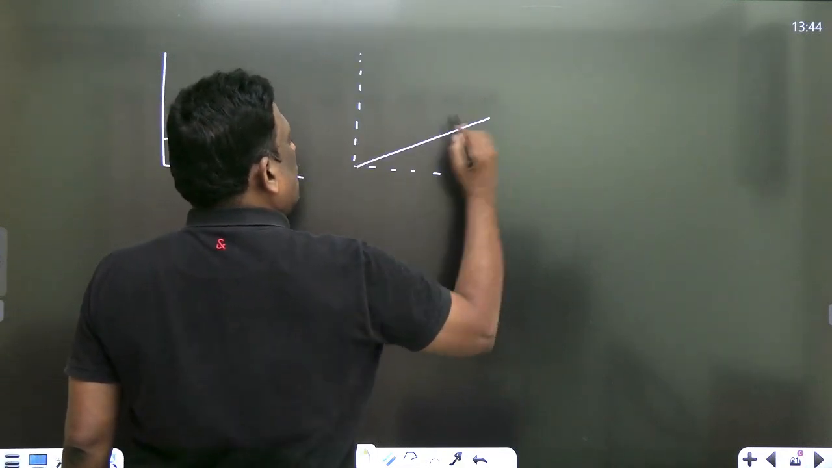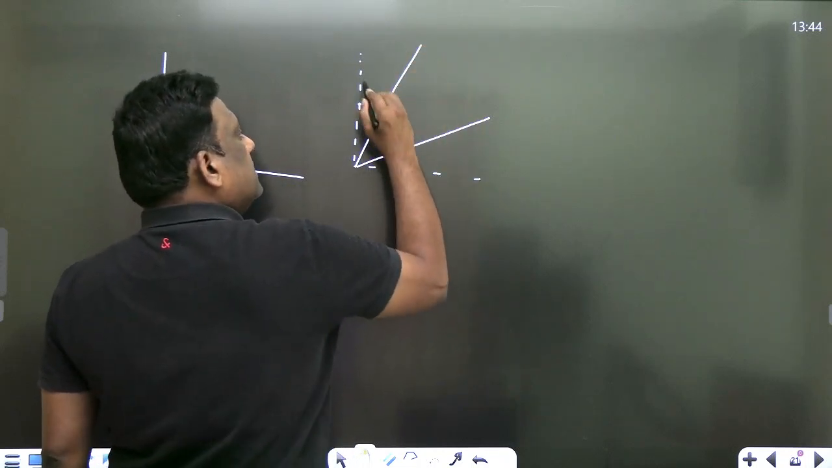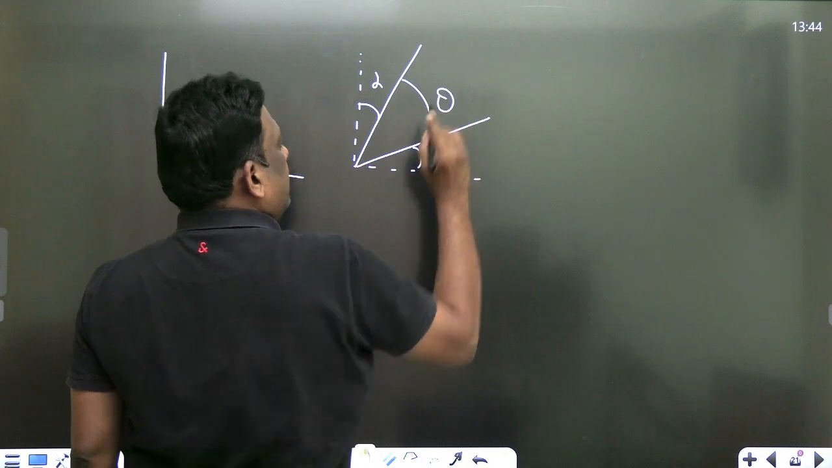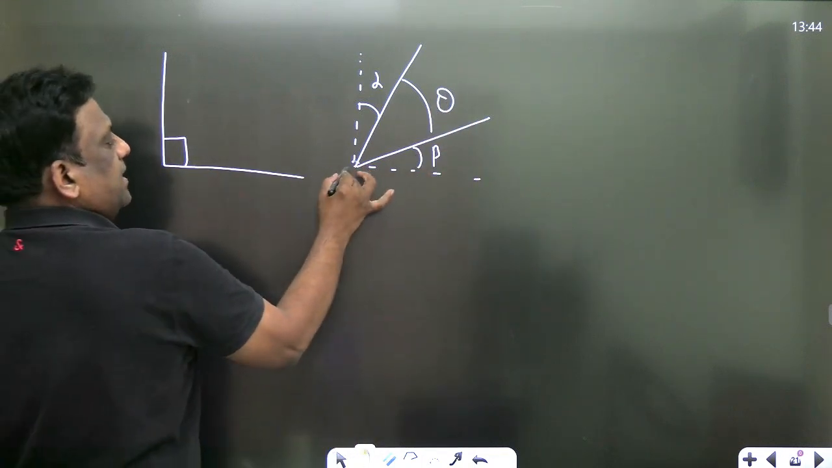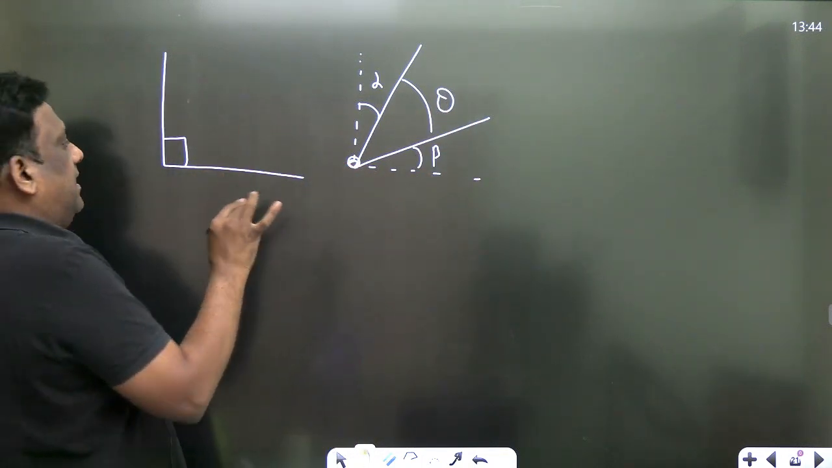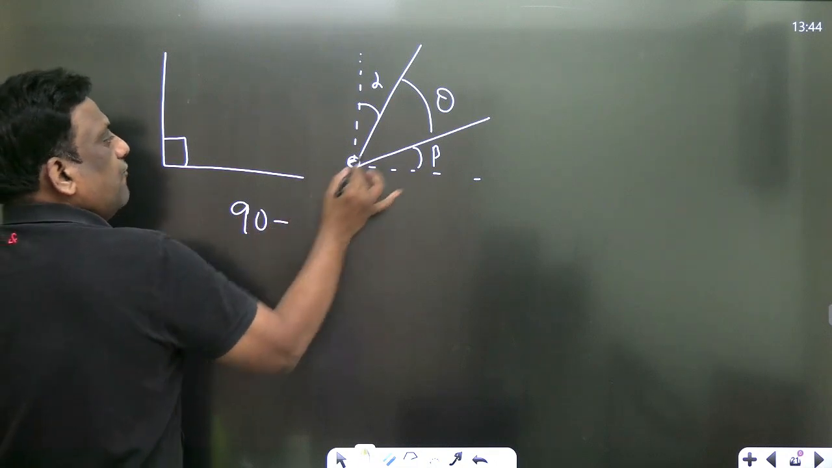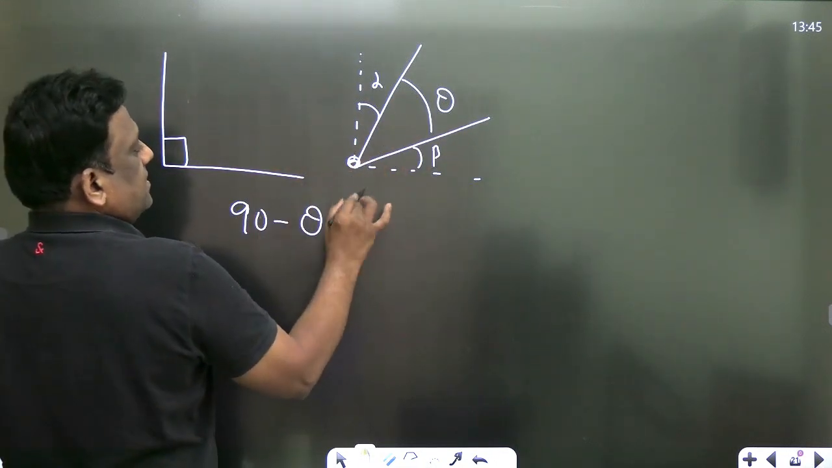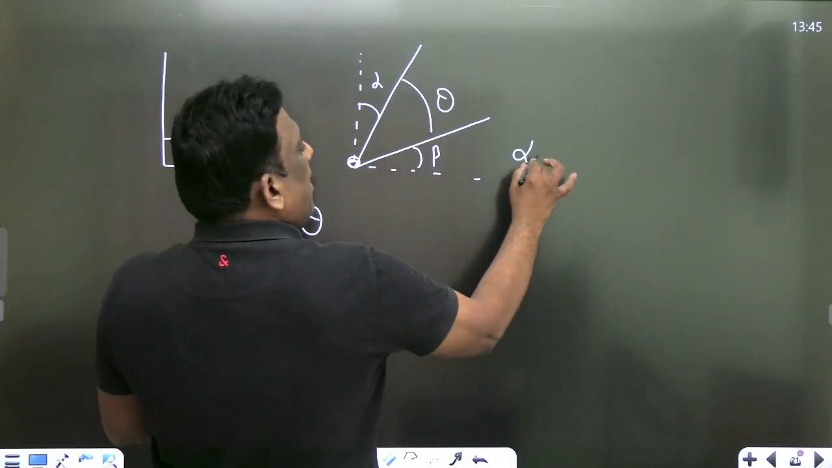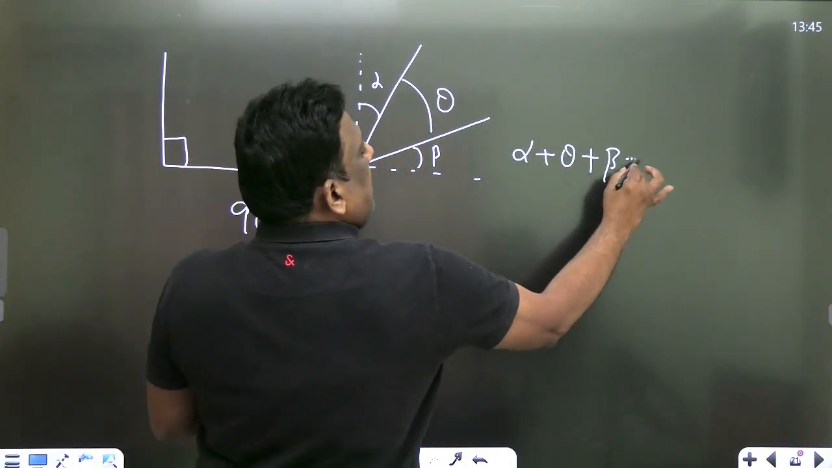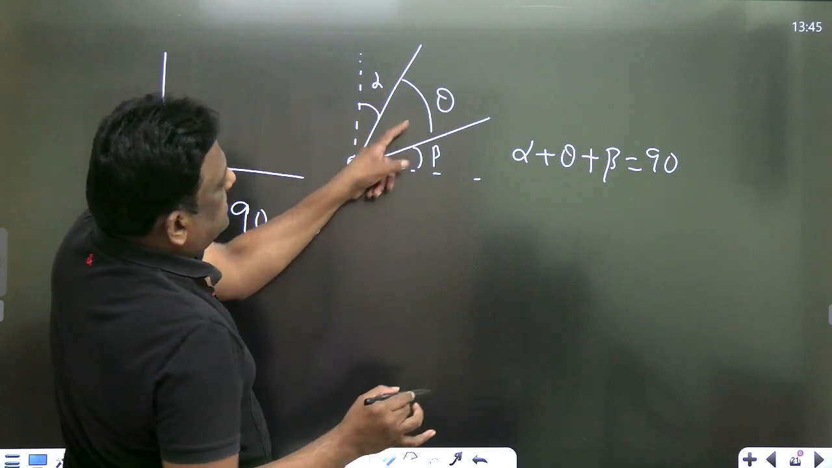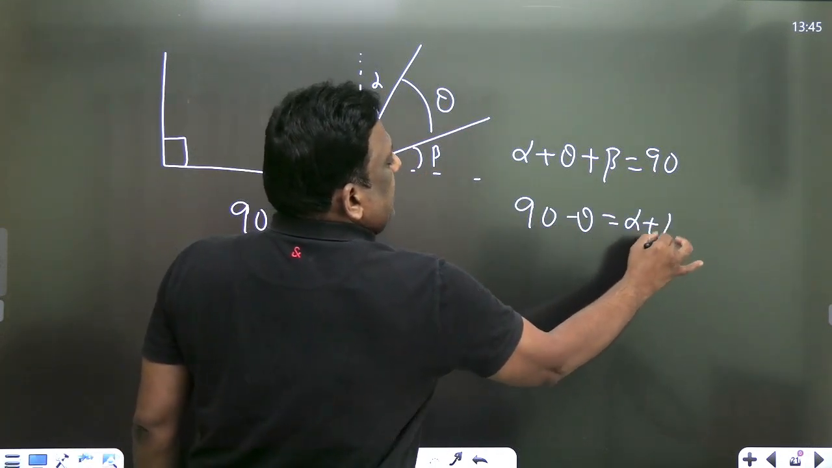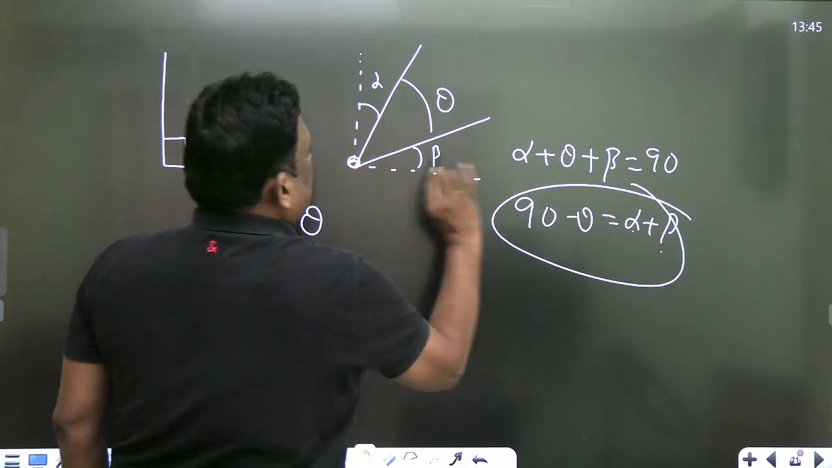ये ऐसा distort हुआ, मानो this is some alpha, this is some beta, and let this angle be some theta. What is the shear strain at this point? Shear strain is change in angle. Originally it is 90 and finally it is theta. The change is 90 minus theta. अब बताओ, what is 90 minus theta? Can I write this as alpha plus theta plus beta is equal to 90. So 90 minus theta is alpha plus beta. Yes, that is the shear strain. Alpha plus beta is shear strain.